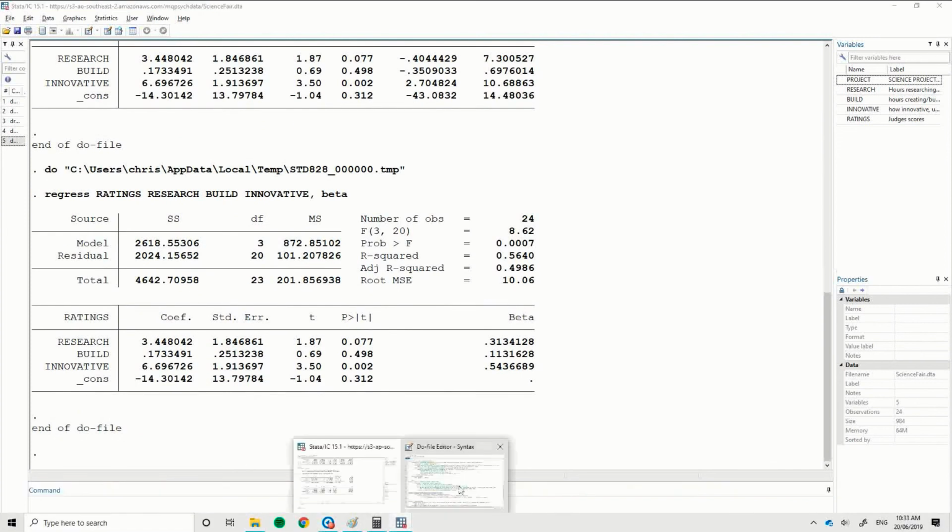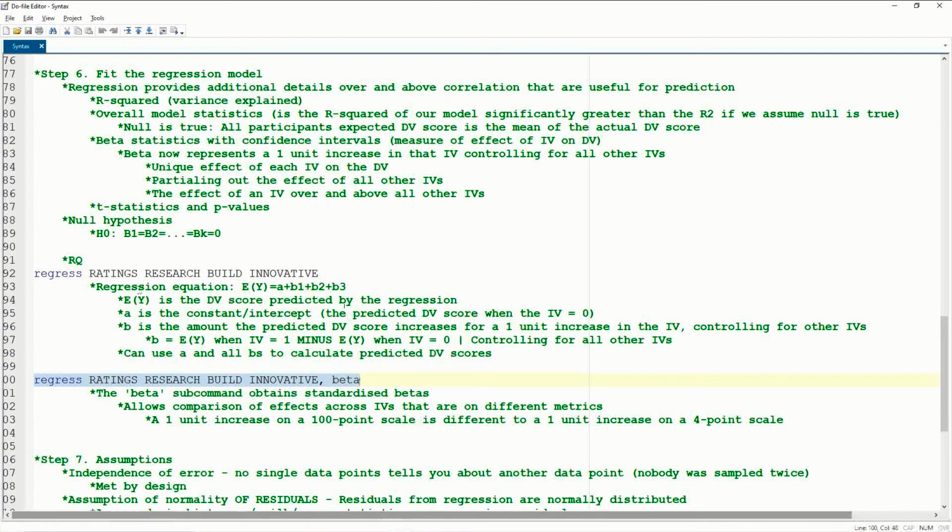Now, as promised, let's talk about the regression equation. So last week, the regression equation was simply the expected DV score, so EY, equals our alpha plus beta 1. All that's happening now is we're going to go plus beta 2 plus beta 3. It's the same formula, we're just adding in additional beta terms. So EY is still the DV score that is predicted based off the regression. Our A is still our constant or our intercept. And it's the predicted DV score when all of our IVs equal 0.